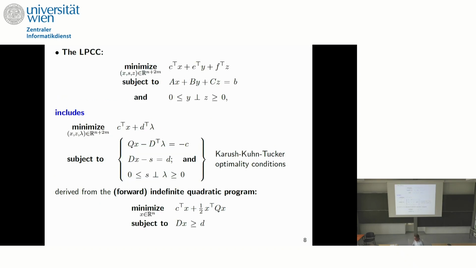The LPCC, something that I'm sure you're all very familiar with, is where you basically minimize a linear objective subject to, let's say, linear constraints, and then you have this complementary slackness. The x variables are not involved in the complementarity, okay? So that's the LPCC. It includes in particular the special case of an indefinite quadratic program. So this is the indefinite quadratic program. Q is symmetric, but not necessarily PSD.